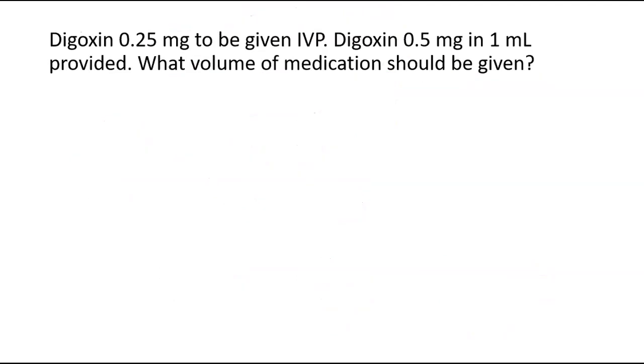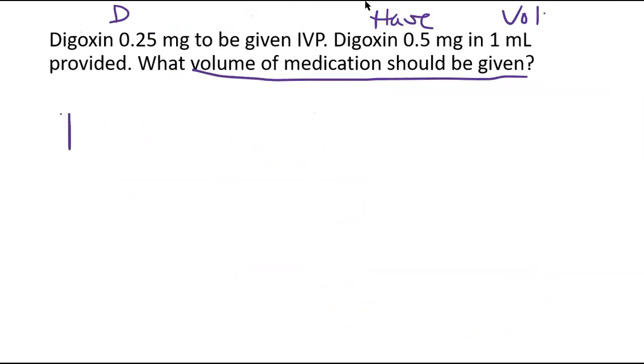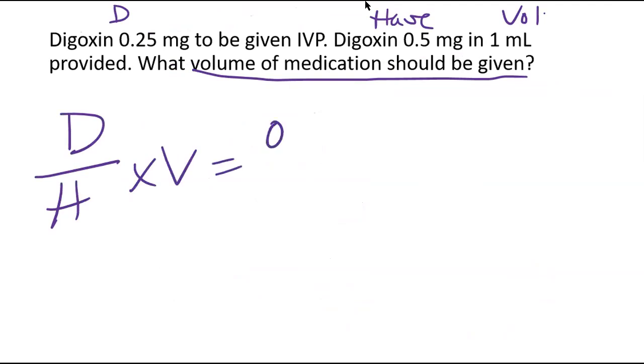All right, so we have digoxin IV push. This is what we have. This is what we desire. Desired over have, and that's your volume. Volume is one milliliter. What volume of medication should be given? So we just go desired over have times volume. That's going to be 0.25 divided by 0.5 times 1 milliliter.